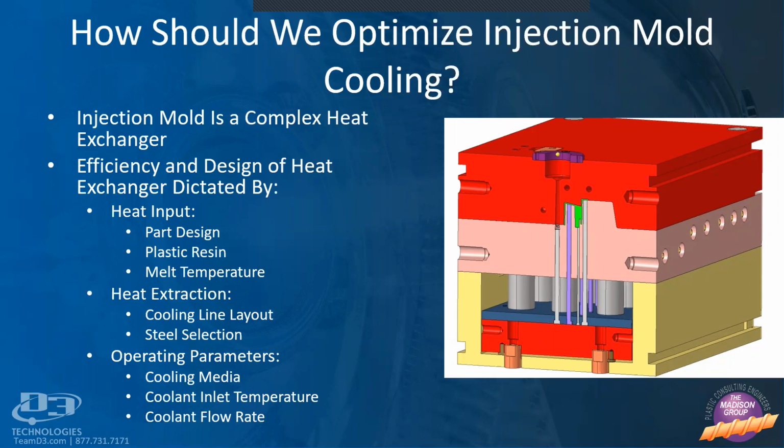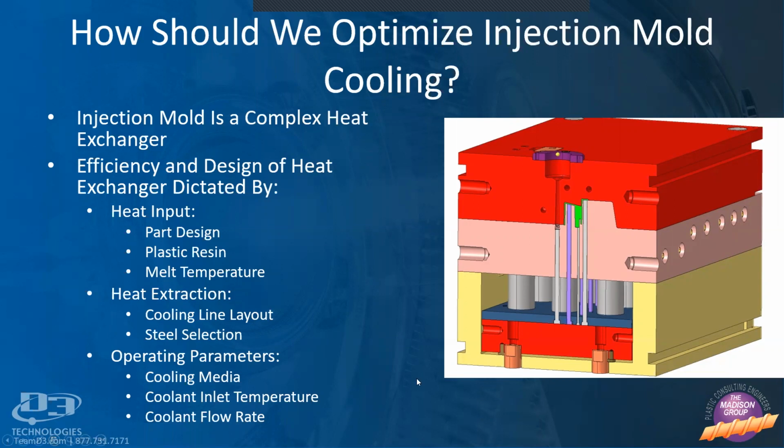The heat extraction, that's what we're talking about today: the cooling line layout, the steel selection on our part, and the operating parameters for our mold. How quickly are we moving that coolant fluid into our mold? What coolant fluid are we using? And what temperature are we putting that coolant in at on our part?